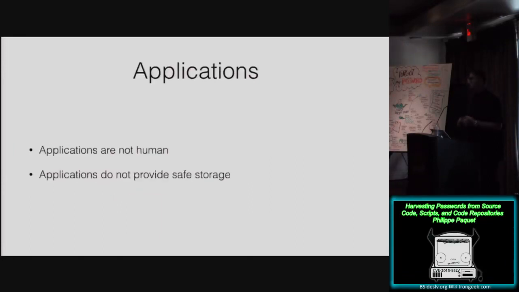The problem is that applications are not humans. Applications do not provide safe storage. If you're putting your credential in an application, you don't have a TPM there. Maybe you're one of the lucky few that actually do have a TPM for your application, but most people don't have a TPM in their application. So right now, your developers are going to use an authentication method that is designed for humans with an application. And to me, that's the root of all of it. We're using an authentication method that is not adapted to the problem.